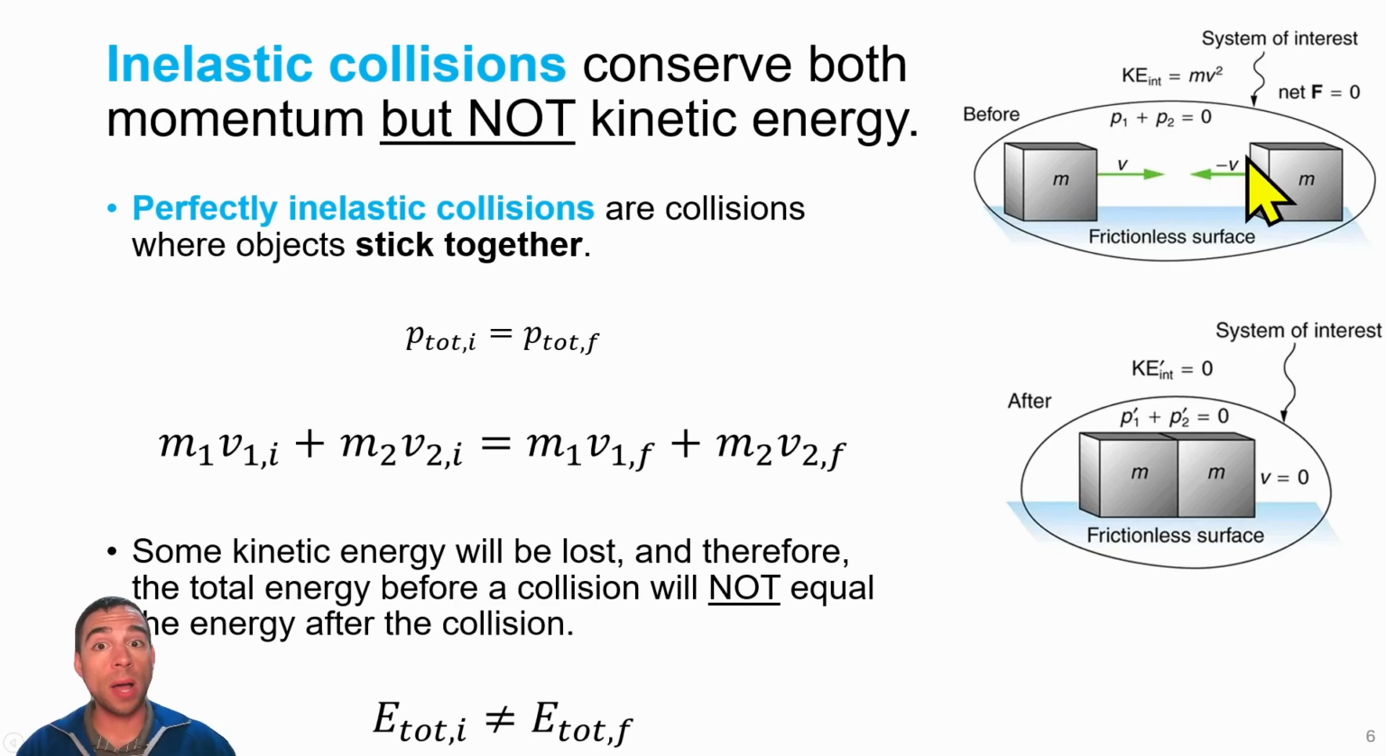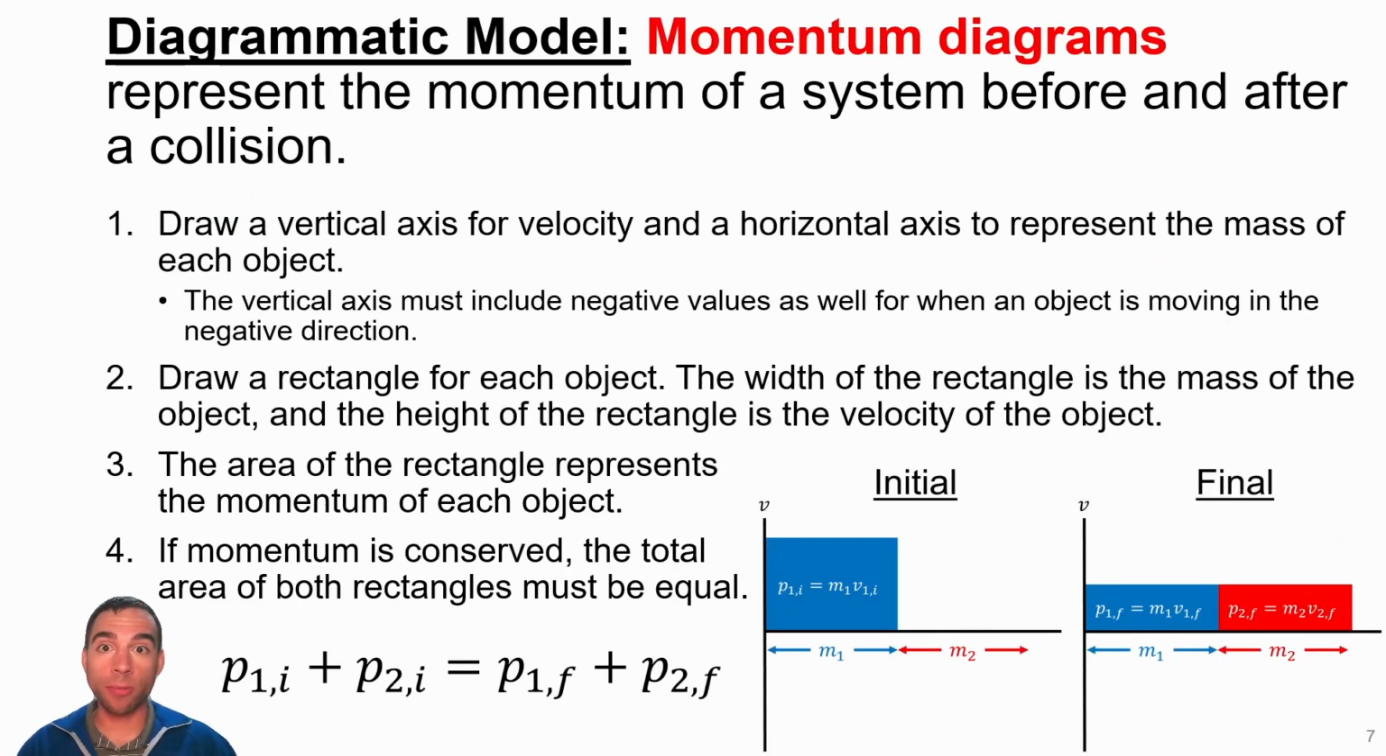So here we have two blocks that are heading toward each other, they run into each other, and then they end up sticking together. And in this case, the kinetic energy is not going to be the same in the end as it was in the beginning. Our diagrammatic model for this unit is called a momentum diagram, which is used to represent the amount of momentum in our system before and after a collision.